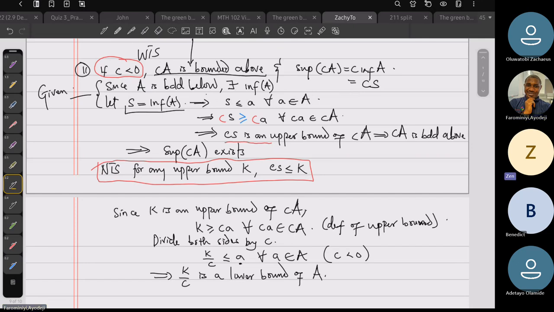S is greater than K over C or something. Exactly. That is what we want to see. Both of them are lower bounds, but S is the infimum. And what's another name for infimum? The greatest of the lower bounds.